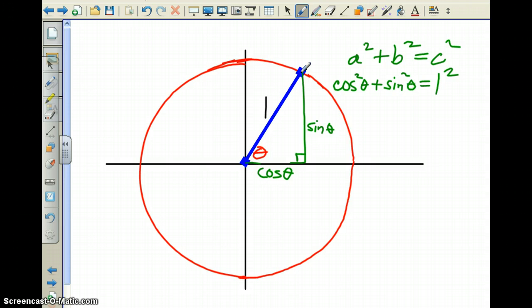And we all know 1 squared is the same thing as 1. And this is our main Pythagorean identity. Cos squared plus sine squared equals 1. And that's going to be true of any angle of rotation that we do. I'll prove it for, we'll call it, a 60-degree angle.